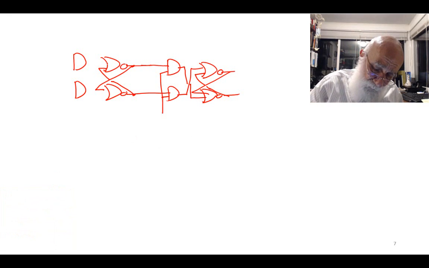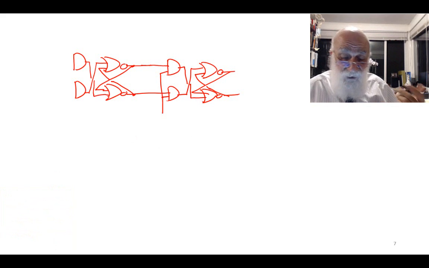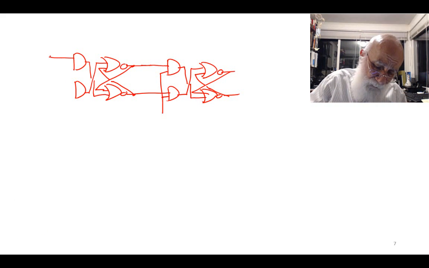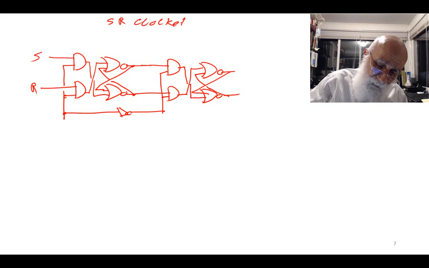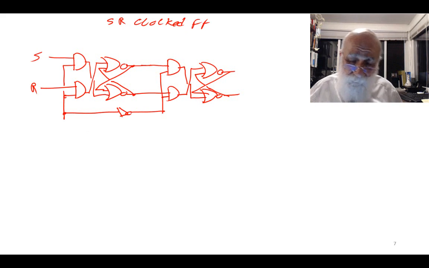And okay, then I'm gonna do this. Plus that I don't want to have a D flip-flop. I want to go back to my SR clocked, not latch anymore, SR clocked flip-flop.